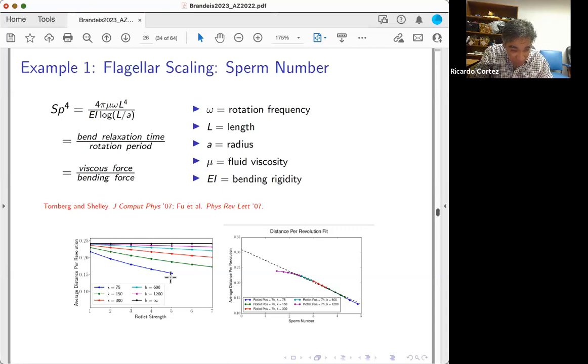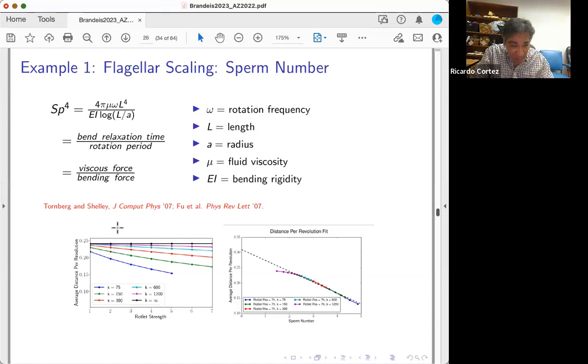So what we see is all these different curves depending on what the stiffnesses of the springs are. The top curve, which is more or less a constant line, is when the stiffnesses are infinite. So this would be a rigid helix. If you have a rigid helix rotating, then you get this constant distance per revolution.